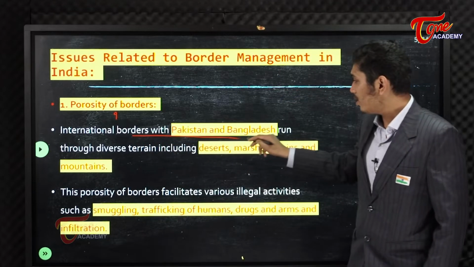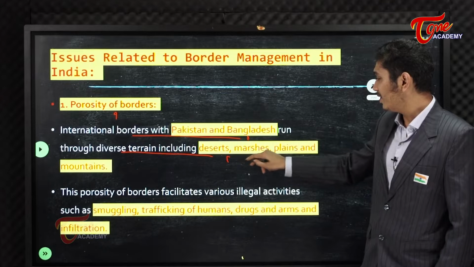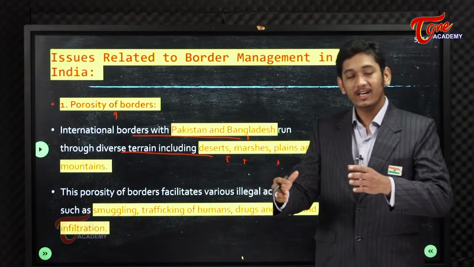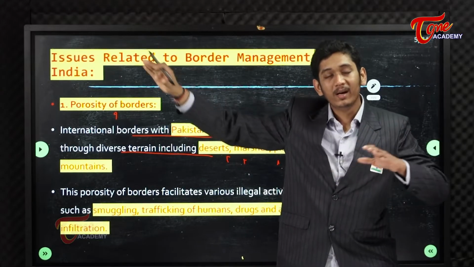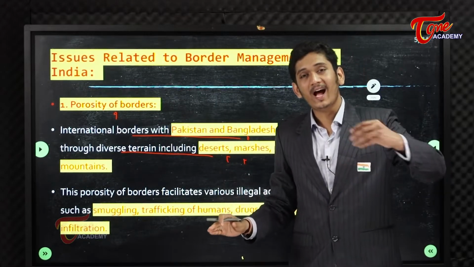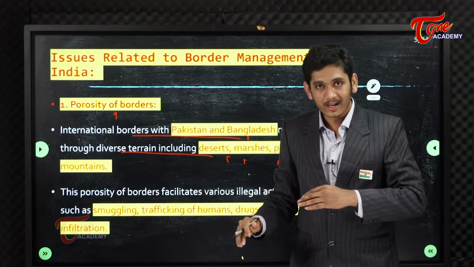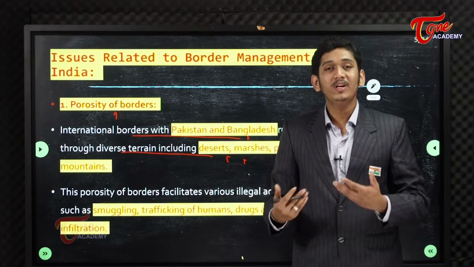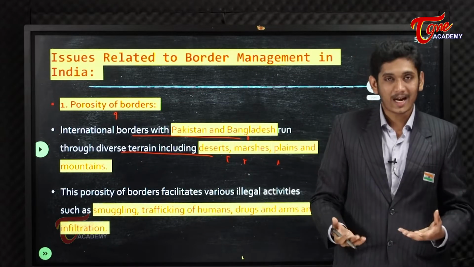So international borders with Pakistan and Bangladesh run through diverse terrain including desert, marshes, plains and mountains. This porous nature means you can't completely fence it, you can't build a wall there, okay? Because of that nature, there have been insurgent groups coming through that area, even people trying to migrate into India to utilize Indian ground to breed terrorism and all those activities.